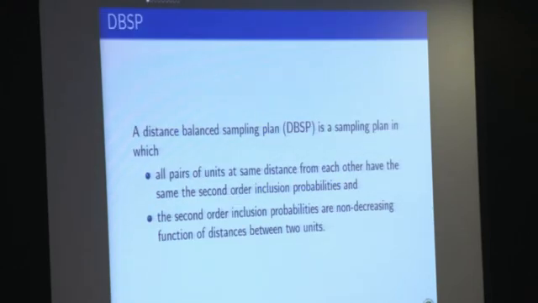So the definition is that a distance balanced sampling plan is a sampling plan in which all pairs of units which have the same distance from each other have the same second order inclusion probabilities. That is the main advantage, and that's why it is called distance balanced. And the second order inclusion probabilities are also non-decreasing, because as the distance between the units increases, their chance of inclusion should increase. That's why it is a non-decreasing function of the distance between the units. That should be the property, and this is the definition.